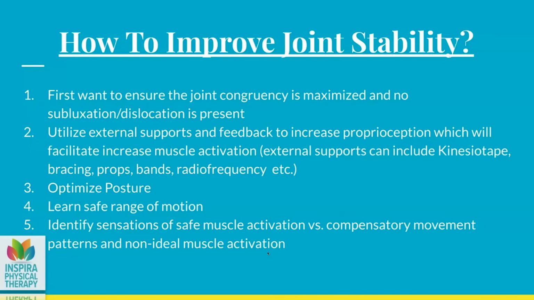Utilizing external supports and feedback to increase proprioception, which helps to then facilitate increased muscle activation. External supports could be something like the body braid, could be kinesio tape, could be bracing from an occupational therapist, could be props, bands, radio frequency. After all of that, we need to optimize posture.